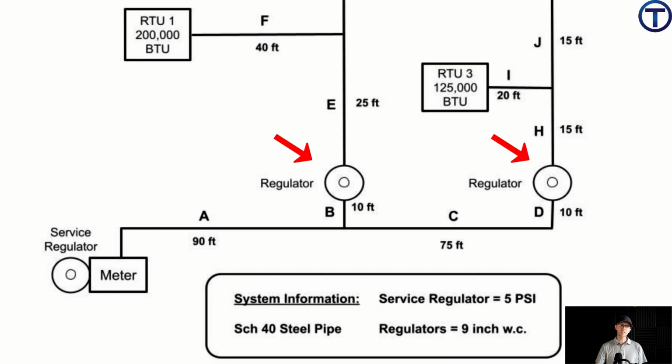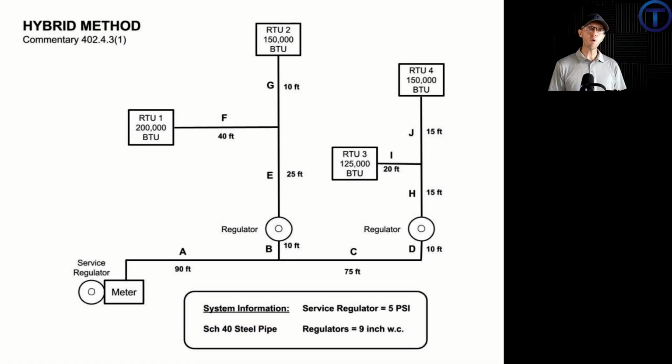Notice that the branches going to rooftop units both have regulators. Those regulators are going to bring the system pressure down to 9-inch water column. That's something that can be used directly at the appliances. The system is using Schedule 40 steel pipe. We have 4 rooftop units. Rooftop Unit 1 at 200,000 BTUs, Rooftop Unit 2 at 150,000 BTUs, Rooftop Unit 3 at 125,000 BTUs, and Rooftop Unit 4 at 150,000 BTUs. These are all maximums for the appliance.